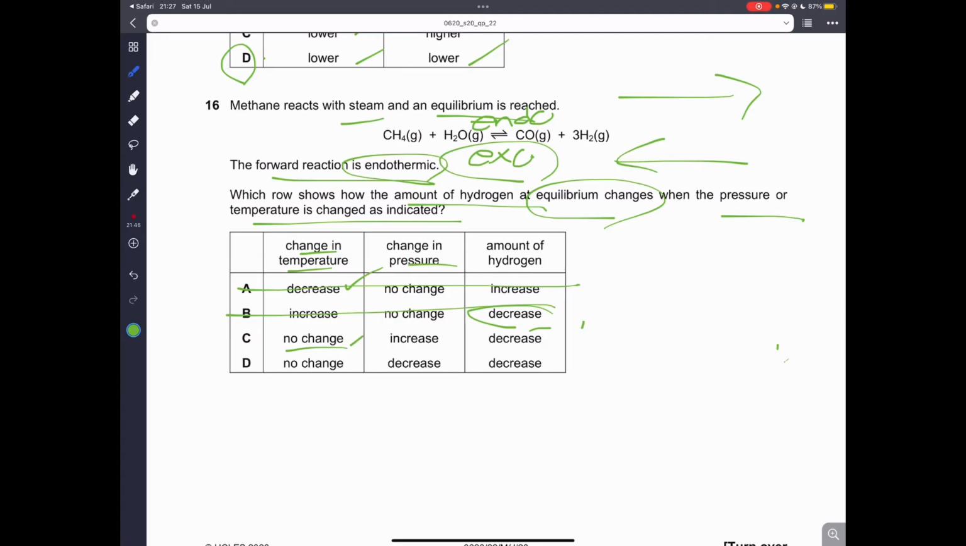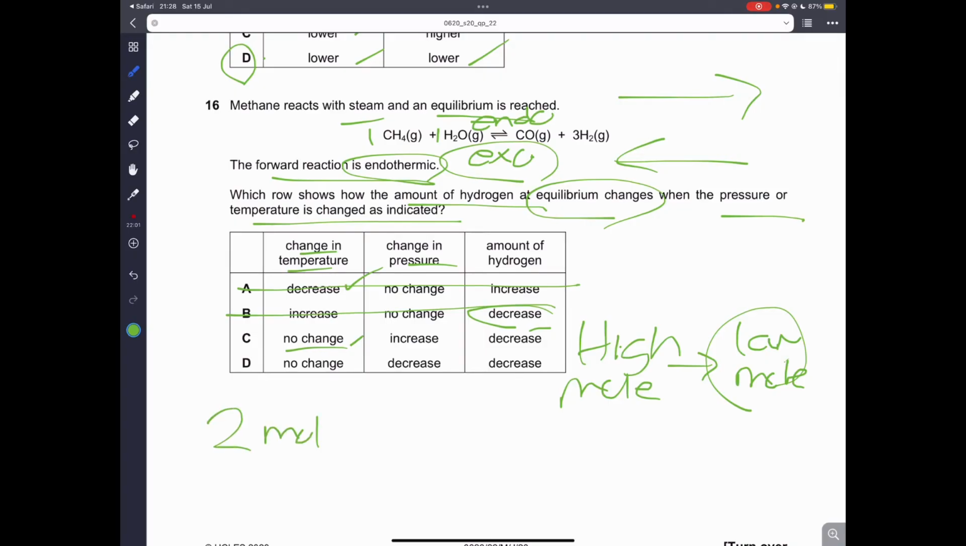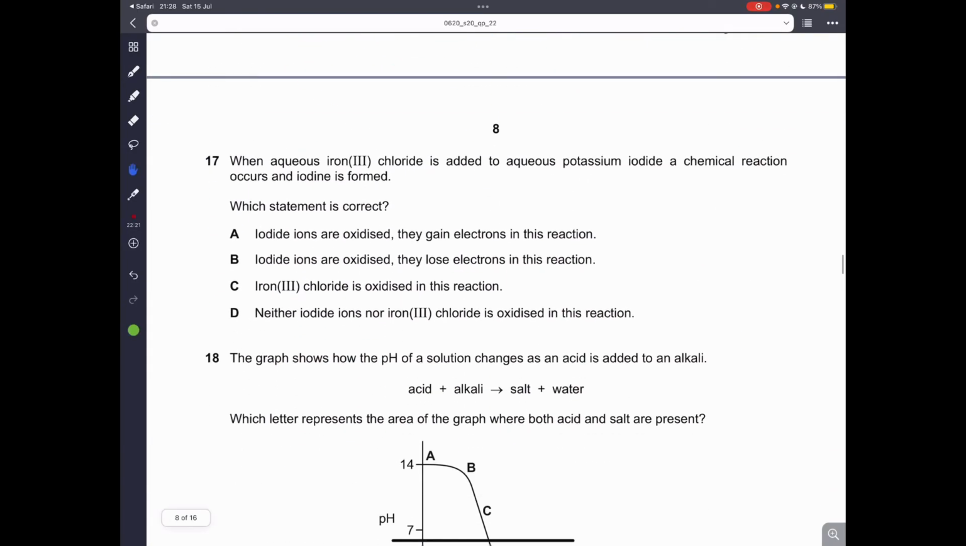If the pressure increases, remember pressure always goes from high mole to lower mole side. So let's look at the equation. There is a total of 2 moles on the left hand side, and there's a total of 4 moles, 1 plus 3 is 4 moles, on the right hand side. And so it's going to go from high to low, and therefore it's going to favor the backward reaction, and therefore the hydrogen is going to decrease. Therefore C is the correct answer.